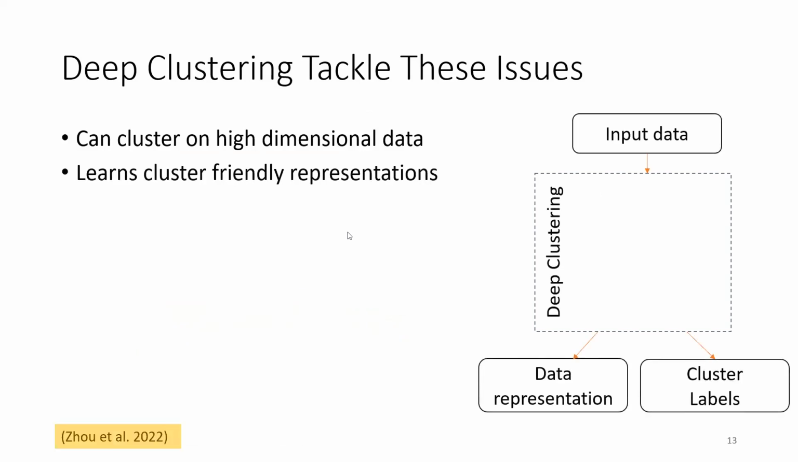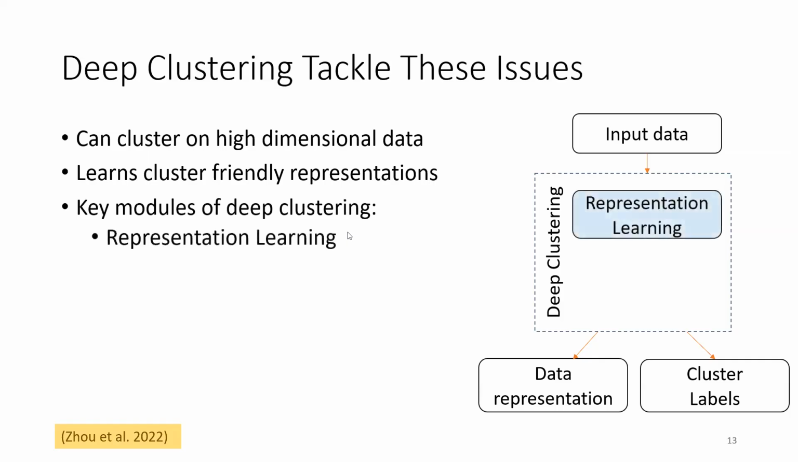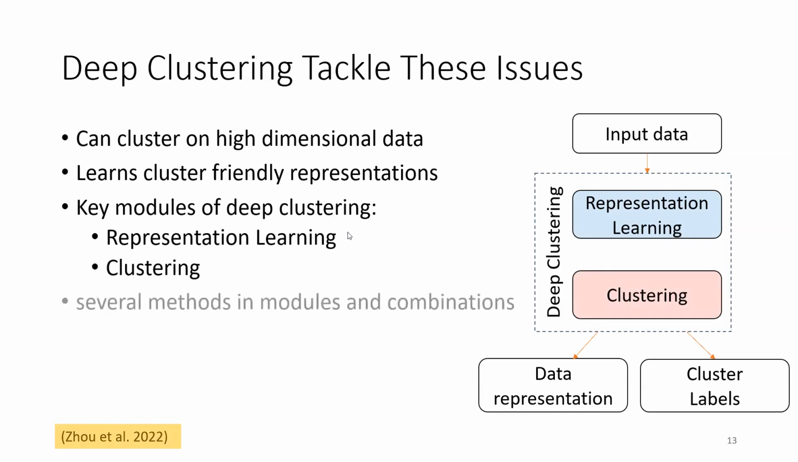To understand the landscape of deep clustering, we use a survey paper written by Zhu et al. that provides an excellent review of the literature. We summarize the important parts. There are 2 key modules, 1 for representation learning and 2 for clustering. Each of these modules has different methods and there are multiple ways to combine them. Let's explore them briefly.